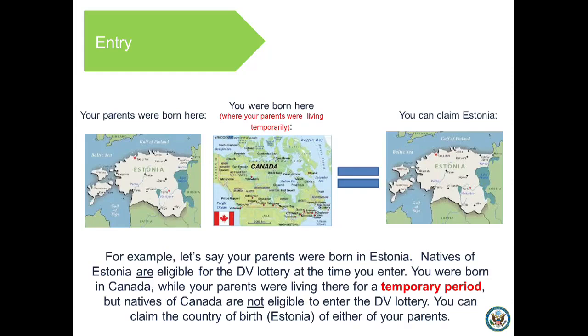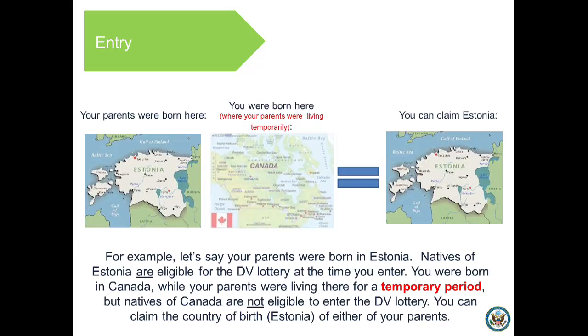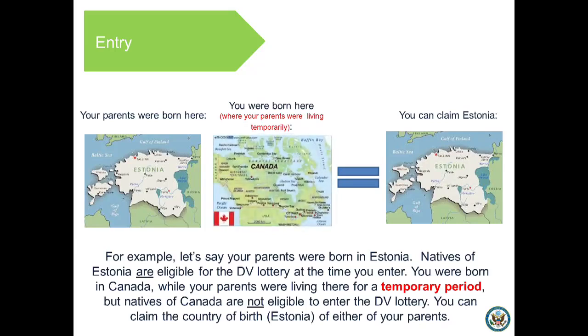Natives of Estonia are eligible for the DV lottery at the time you enter. You were born in Canada, while your parents were living there for a temporary period, but natives of Canada are not eligible to enter the DV lottery. You can claim the country of birth, Estonia, of either of your parents.